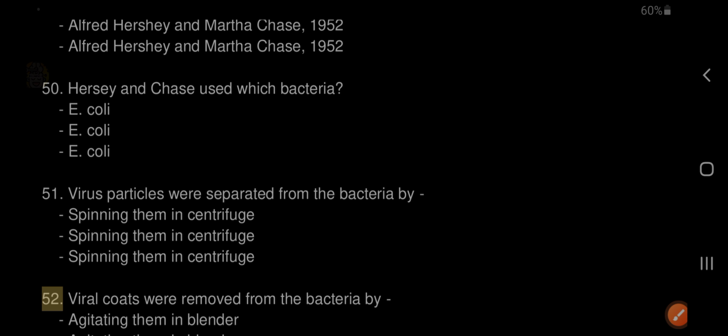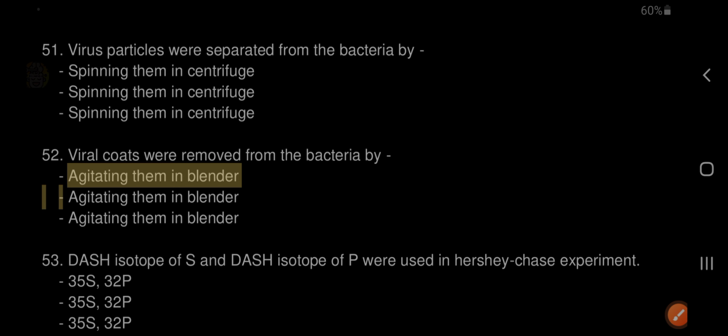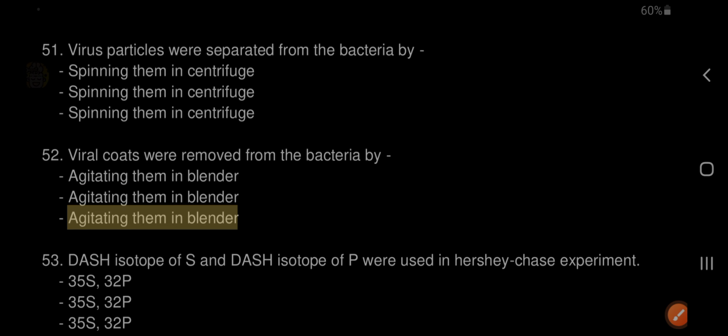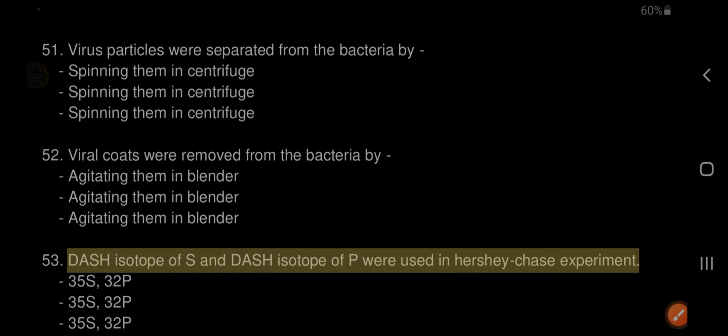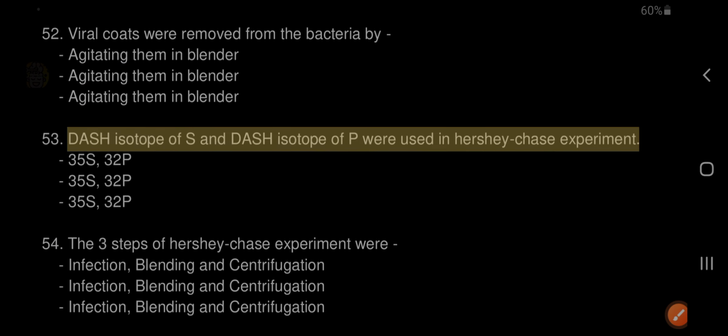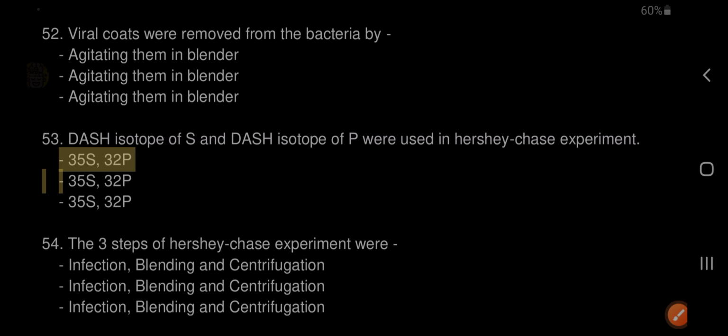52. Viral coats were removed from the bacteria by agitating them in a blender. 53. Dash isotope of S and dash isotope of P were used in the Hershey-Chase experiment. 35S, 32P.